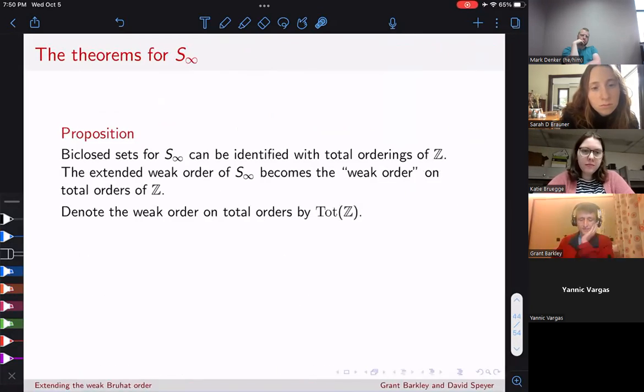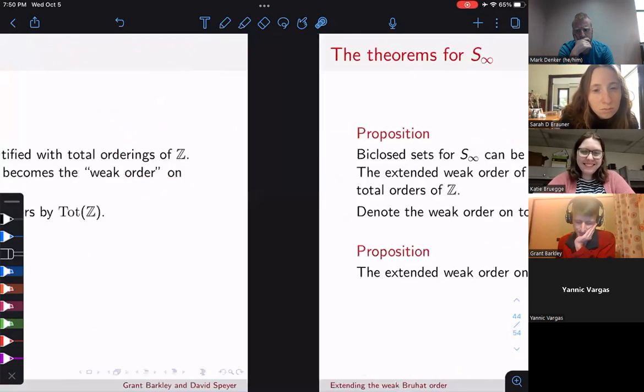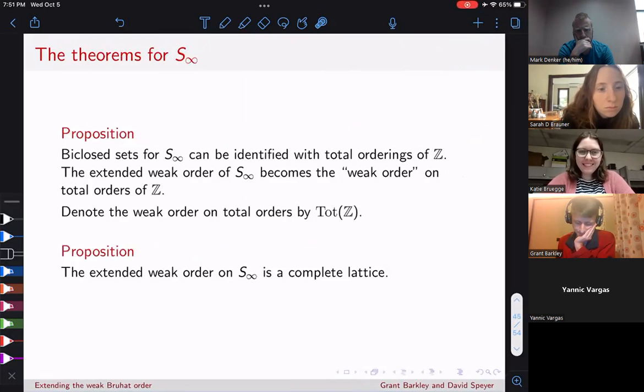And so here are some theorems. Biclosed sets for this infinite symmetric group can actually be identified with the total orders of the integers. So every total order of the integers gives you a biclosed set and vice versa. Which means that the extended weak order of the symmetric group is just the natural definition of a weak order on the total orders of the integers. Let me denote this poset by Tot(Z).